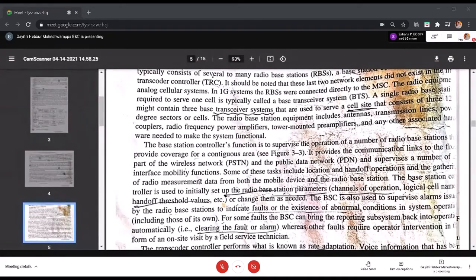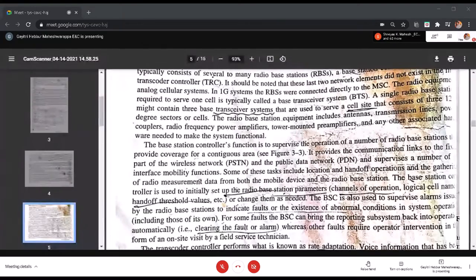The coverage will be small. Small antennas will be used, small low power antennas. If it is implemented in the rural areas, the output power will be more, so the handoff threshold values also will be high. So all those things will be decided by the base station control.